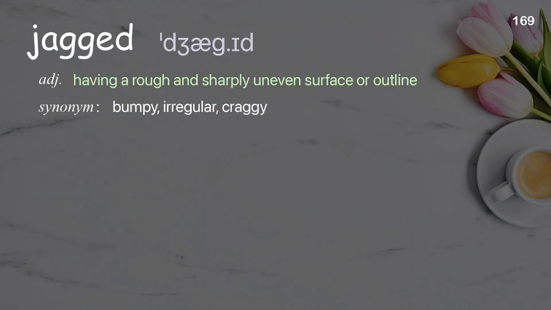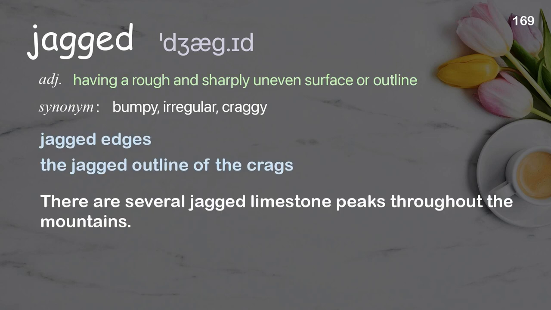Jagged. Having a rough and sharply uneven surface or outline. Examples: jagged edges. The jagged outline of the crags. There are several jagged limestone peaks throughout the mountains.